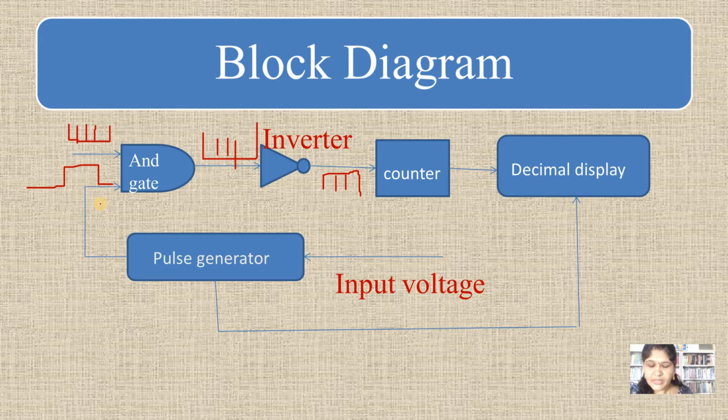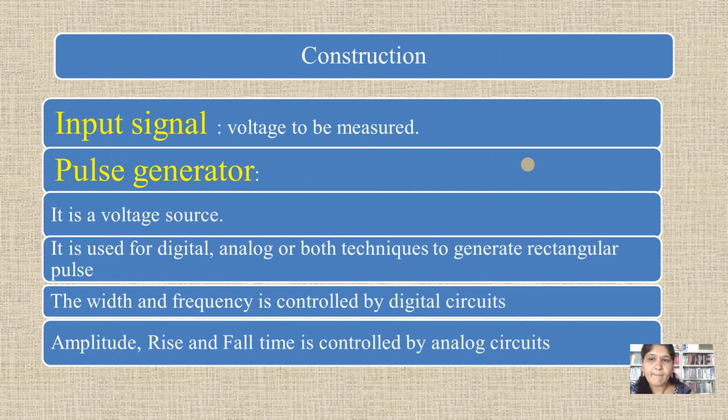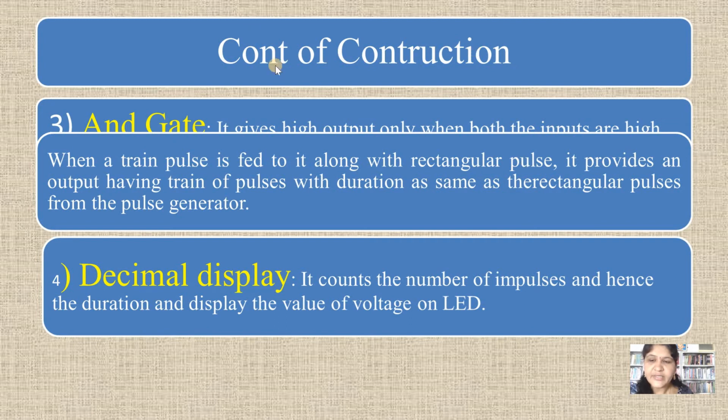Next, after the AND gate we have the inverter, which is going to invert the waveform. The output of this inverter is given to the counter. The counter is used to count the number of pulses, and after that we have the decimal display. So it counts the number of impulses, and hence the duration, and displays the value of voltage on the LED.